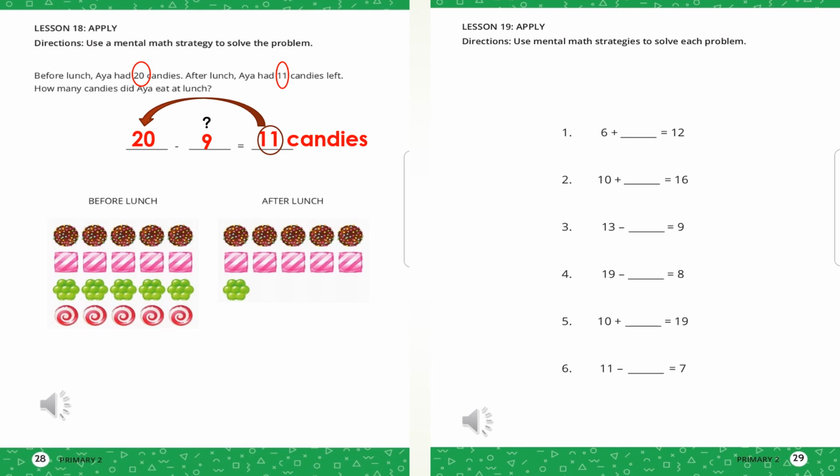Number 5, 10 plus what equal 19? 10 plus 9. Great. It's like adding and subtracting 10. 11 minus what equal 7? Count from small to big. After 7: 8, 9, 10, 11. We have 4 fingers, so you will write 4.